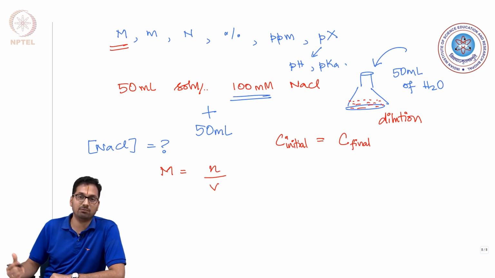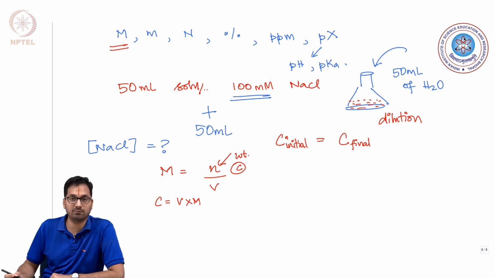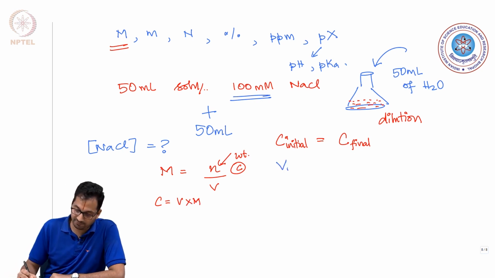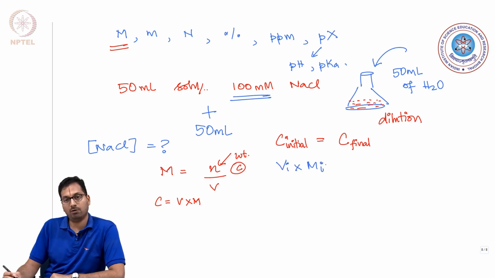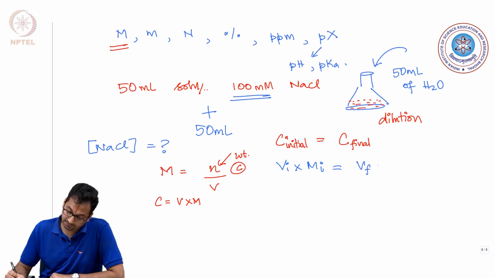As you are able to realize, the molecular weight of NaCl is not going to change upon addition of water. So what we are able to see here is that the amount will be given by the product of the volume times the molarity. So what we end up doing in such a case is that we say V initial, that is the volume initial, times molarity initial, will be equal to V final times the final molarity.